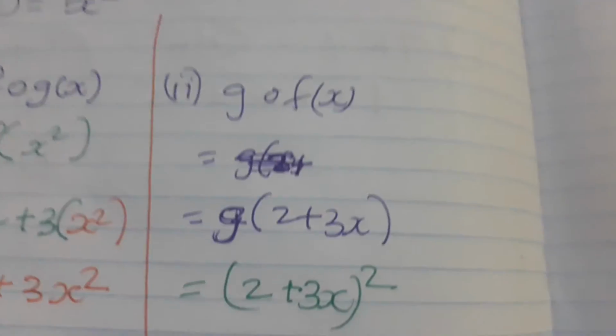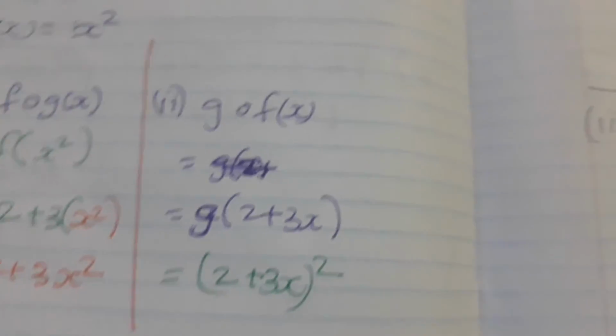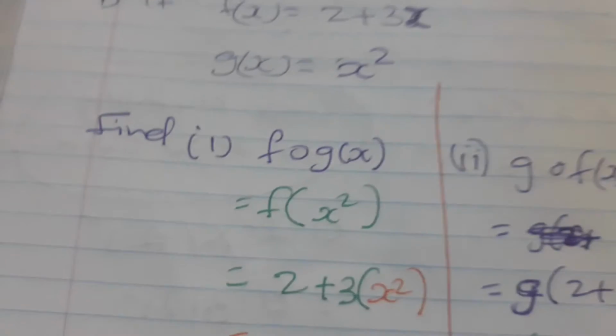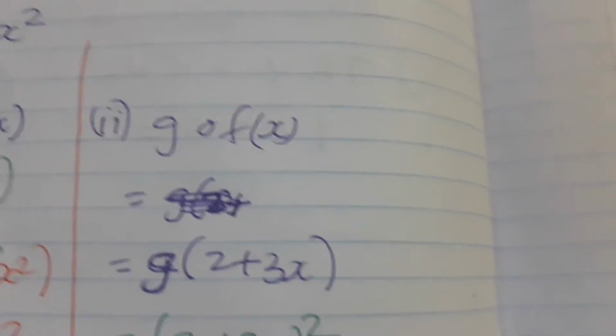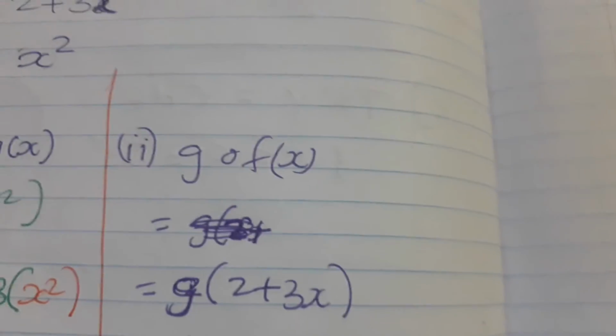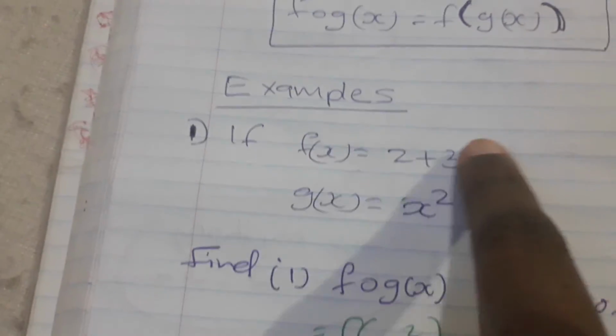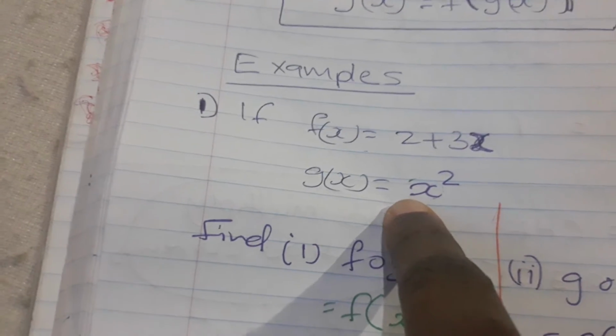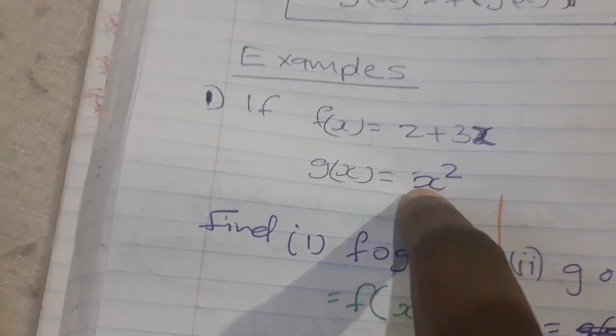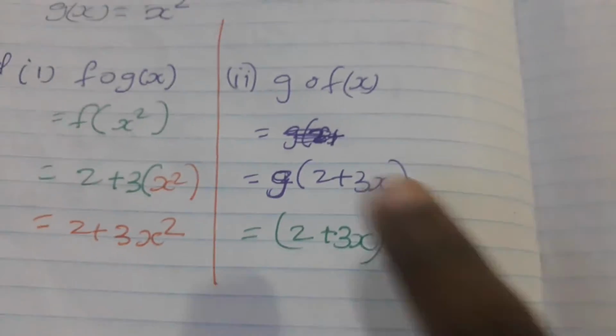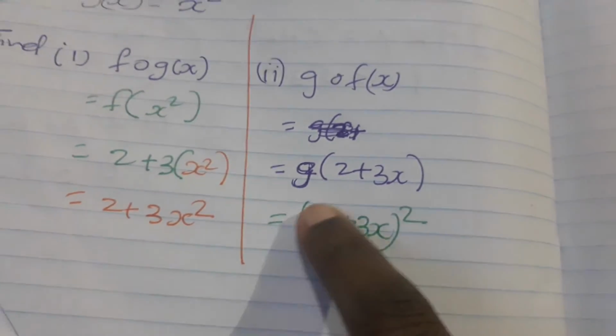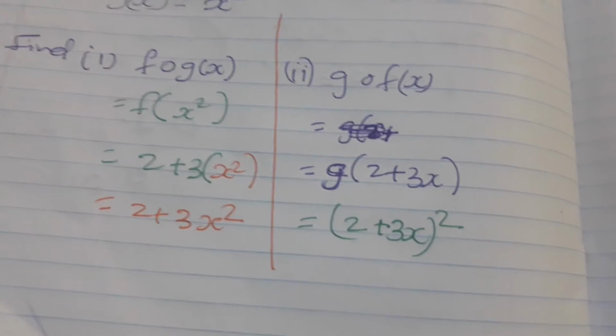Okay, another example. Now I have to do g of f of x. The first one was f of g of x. This one is g of f of x. That means I will be putting function f inside function g. Wherever I have an x in function g, this entire thing will be replaced by 2 plus 3x. So 2 plus 3x is where x was, and everything is squared.